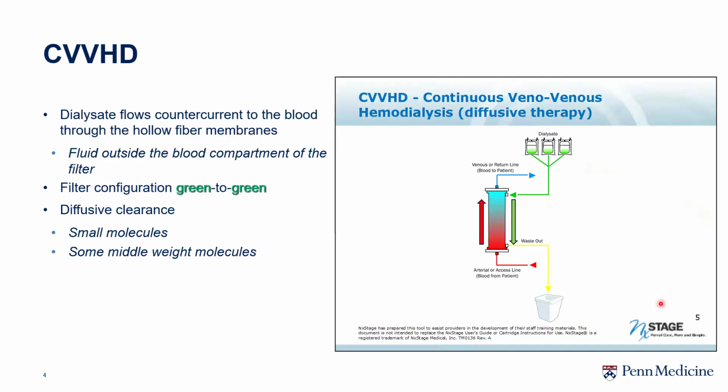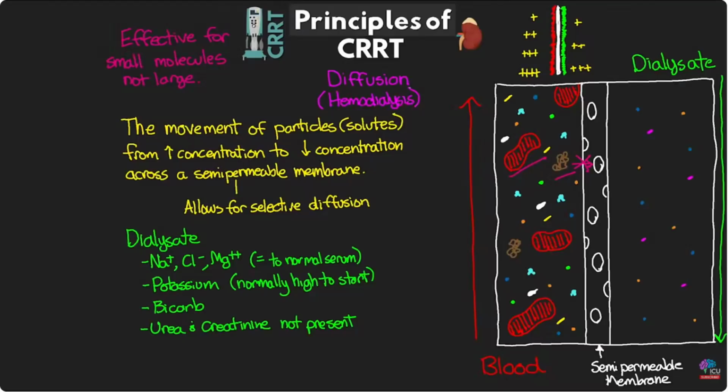In a mode like CVVHD that uses diffusion, dialysate is going to flow countercurrent to the blood. Small molecules and middle molecules are going to flow from the blood into the dialysate, and the dialysate is going to go out through the waste line. And when we're setting this machine up, we set this up green to green.